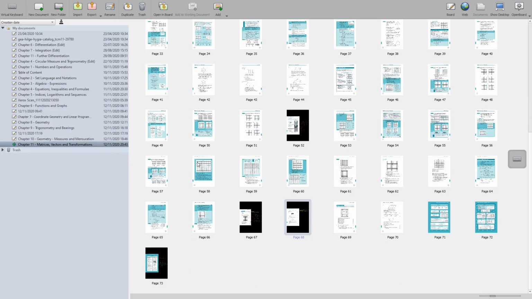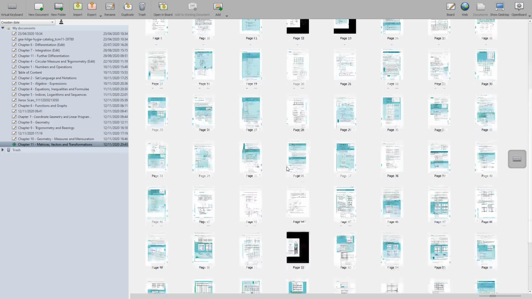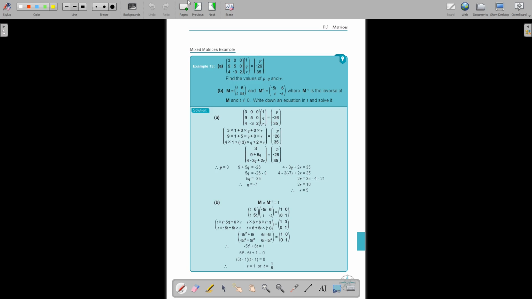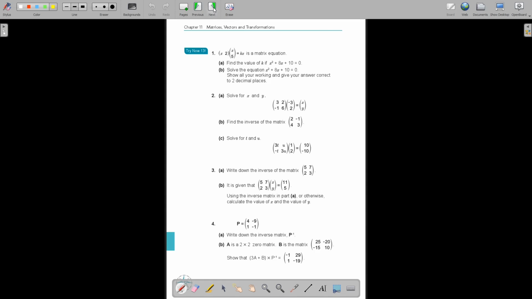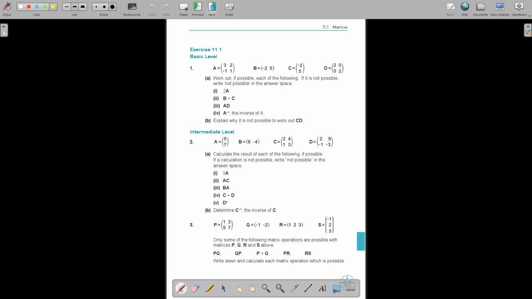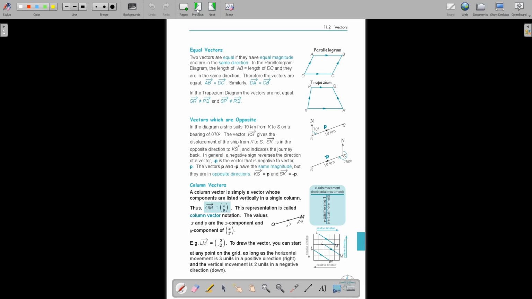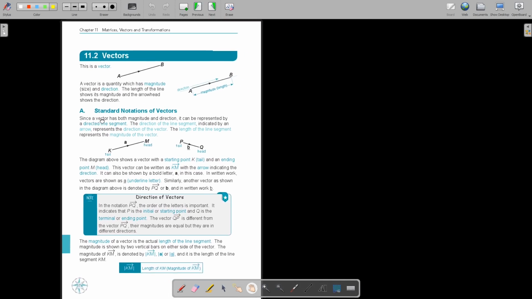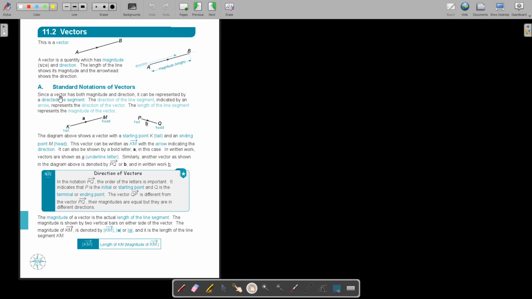And I must just point out a few things. It's usually just after matrices. Okay, here it is. Sorry. Okay. And as I said, I'm going to concentrate more on the way that they ask it, just showing you.